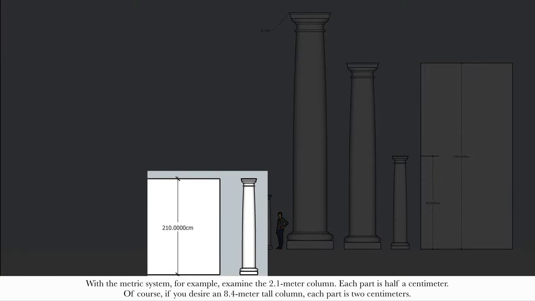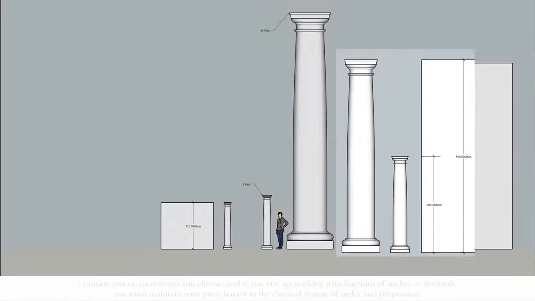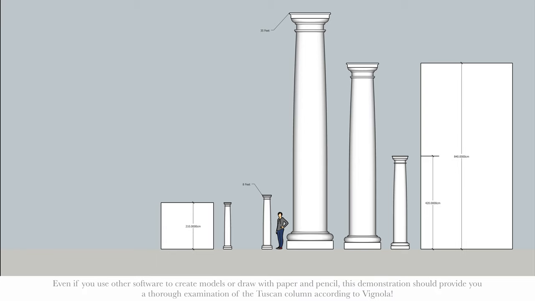With the metric system, for example, examine the 2.1 meter column. Each part is 0.5 centimeter. Of course, if you desire an 8.4 meter tall column, each part is 2 centimeters. I caution you on increments you choose, and if you end up working with fractions of inches or decimals, you must maintain your parts honest to the classical system of order and proportion. Even if you use other software to create models or draw with paper and pencil, this demonstration should provide you a thorough examination of the Tuscan column according to Vignola.